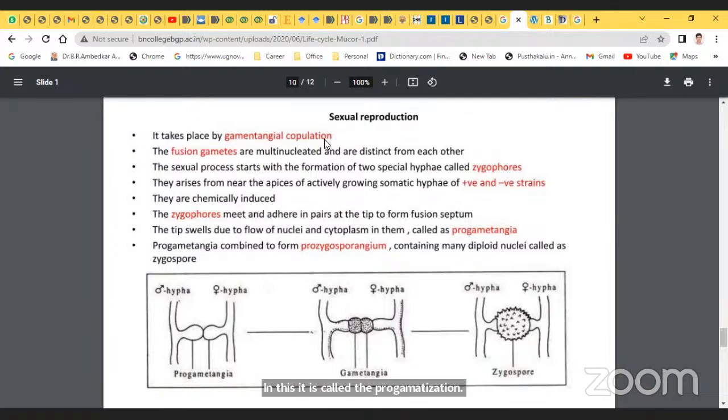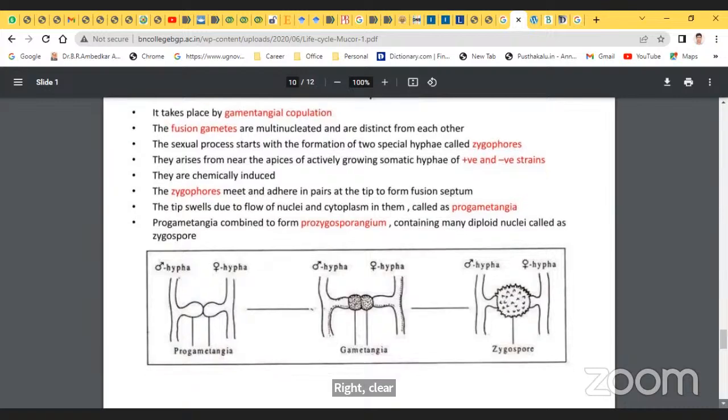In sexual reproduction, what are the main points? It is the formation of zygospores. Two different hyphae form progametangia, which connect to each other. Then comes the formation of gametangia, and finally the formation of the zygospore. Right? Clear? These are the points on the sexual reproduction of Mucor.